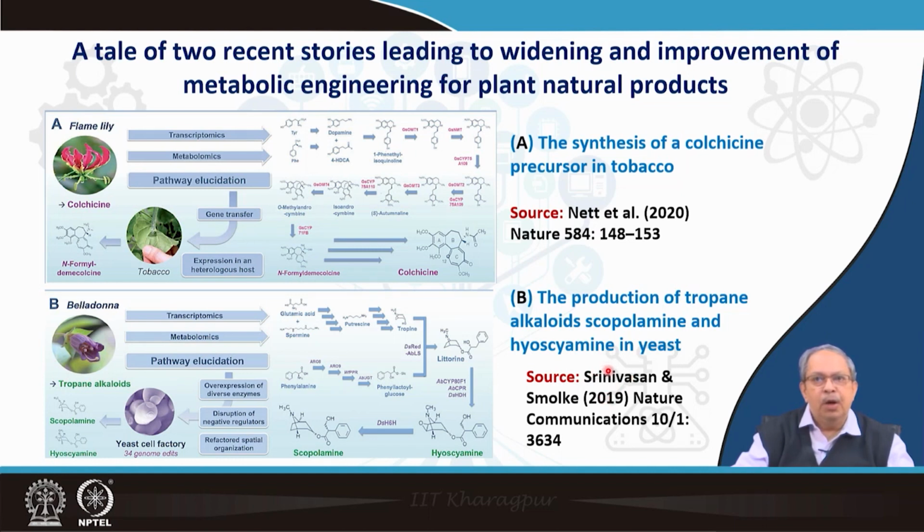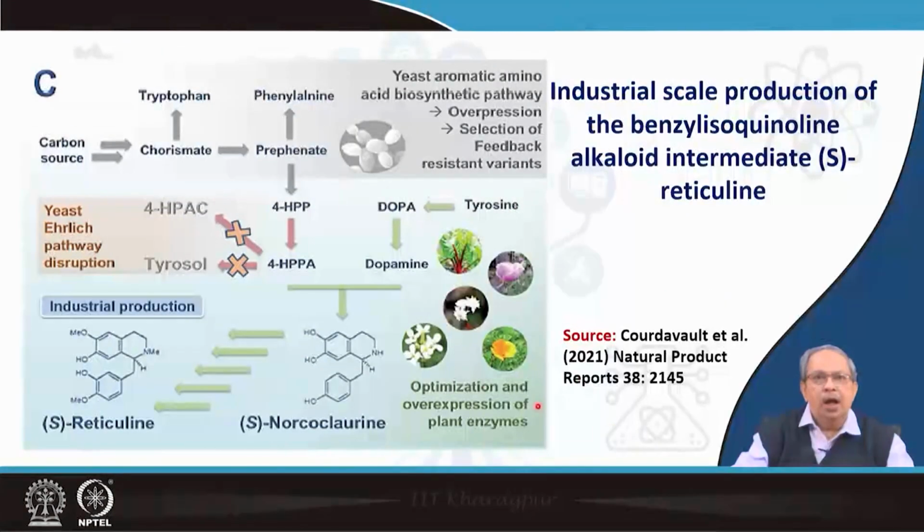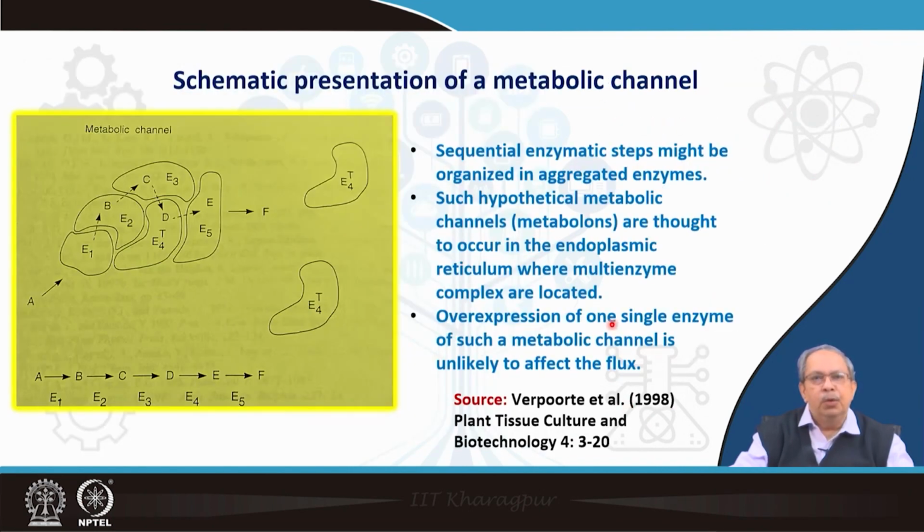Yeast can be grown in the bioreactor and these alkaloids can be harnessed, and this was also published in Nature Communications in 2019. And the industrial scale production of the benzylisoquinoline alkaloid reticuline, which is basically the precursor of morphine, has just started. Using the yeast system, the pathway has been expressed in yeast, and this work has been reported in Nature.